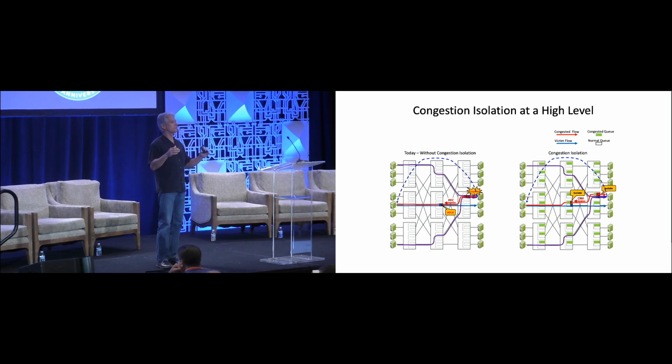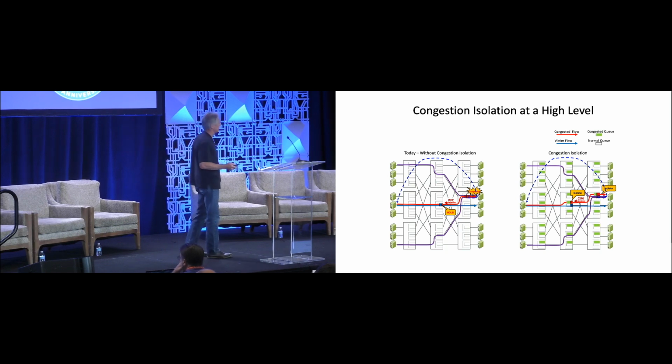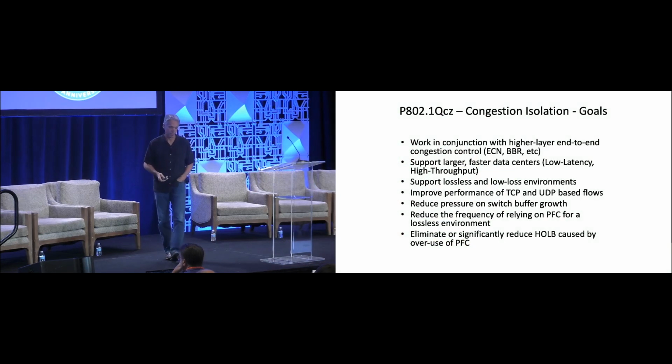We're leveraging some of the switch buffering to delay dropping the packets and allow the end-to-end congestion control to take effect. Meanwhile, the ACKs are going back, the source is slowing down, and eventually we're assuming the congestion will subside. So we're temporarily buffering congested flows, if you will. At a 50,000-foot level, that's how it works.